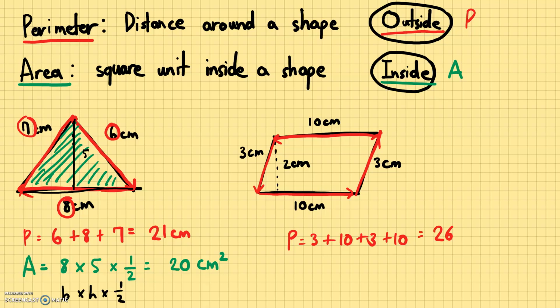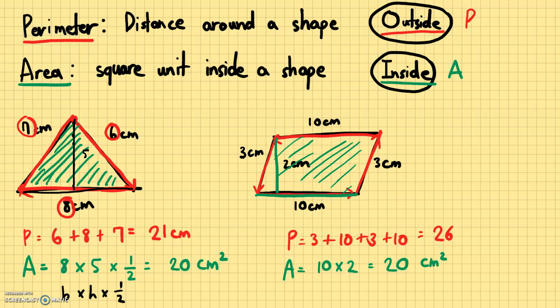And then for the area, which is the inside, for parallelograms, it's the same as rectangles. You just do that times that. So area is going to be 10 times 2, which is 20. Forgot to write units here. This should be centimeters squared. This should be centimeters. Okay? So please don't confuse area with perimeter. The perimeter is the outside distance. The area is the inside.